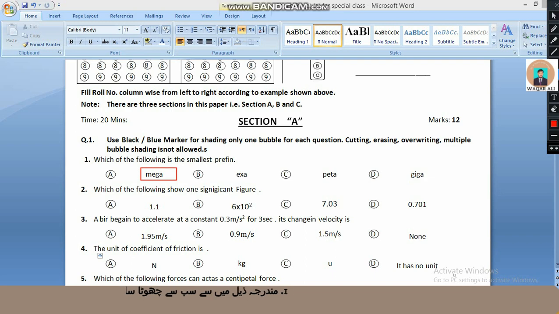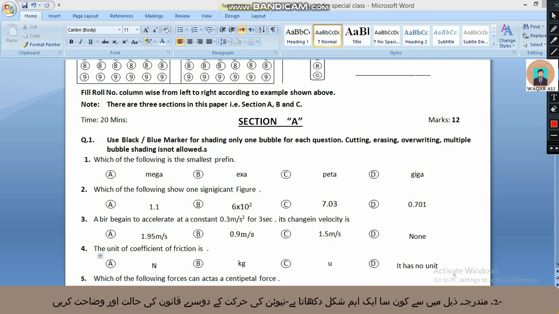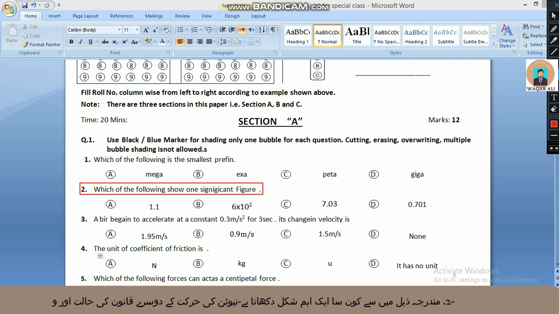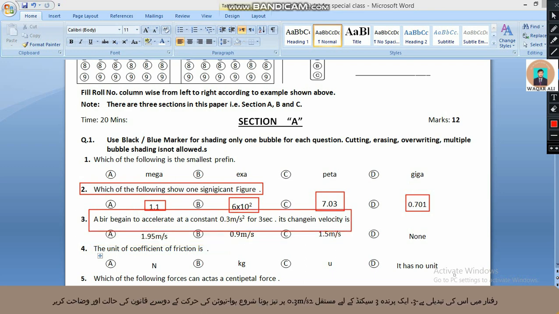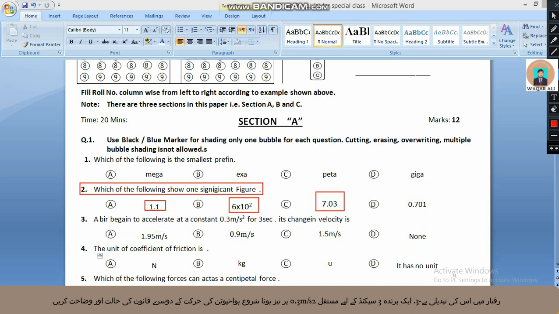A. Omega, B. Exa, C. Peta, D. Pico. 2. Which of the following shows one significant figure? A. 1.1, B. 6 x 10^2, C. 7.03, D. 0.701.